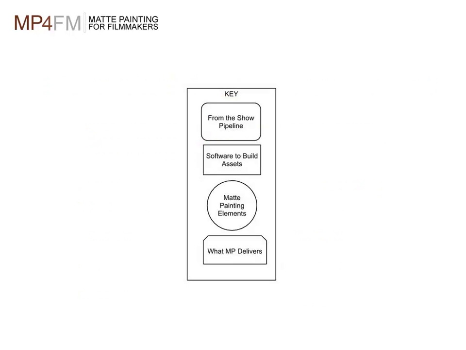So to kick off our discussion about these different workflows, let's talk about the key that I used to diagram these different workflows. On the top is this rounded box shape. Anything within that box is coming from the show pipeline. In the square is the software that is used to build matte painting assets. And in the round is the matte painting elements. And then in the box with the knocked off edges is what matte painting delivers to another department.